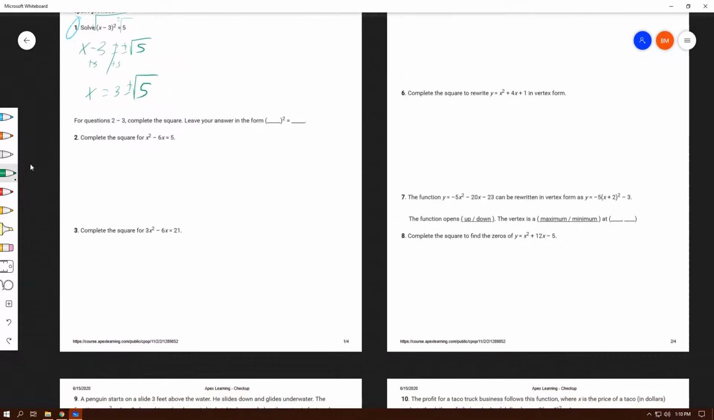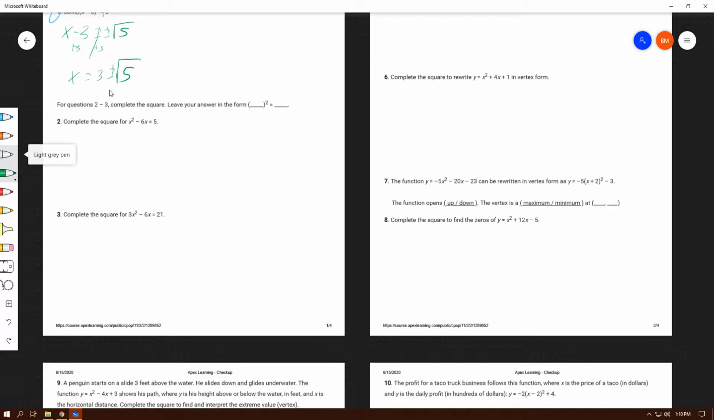Complete the square for x squared minus 6x equals 5. So first thing I want to do is make sure my two x terms are on the side by themselves. So I have x squared minus 6x. And then I take my b term, which is right there in front of the single x, and I got to do b divided by 2.